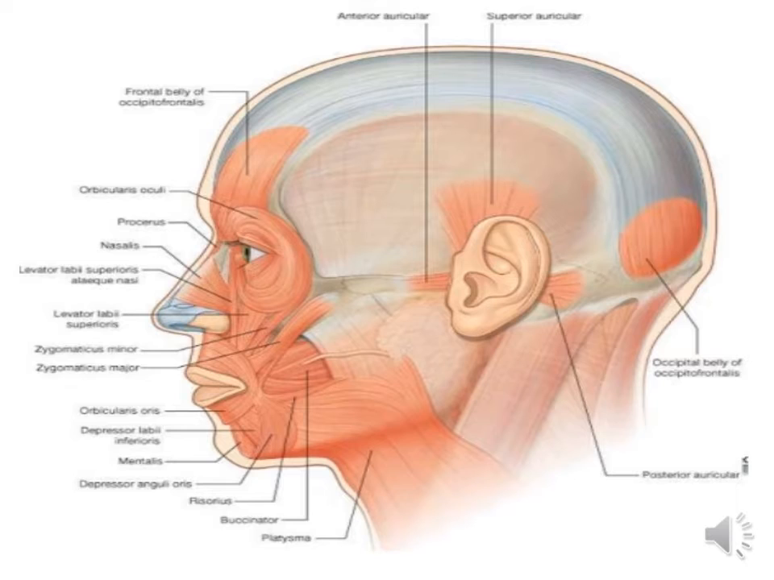This figure shows the external muscles, three muscles: the anterior auricular, superior auricular, and posterior auricular, that originate from the side of the temporal bone and insert into the skin of the auricle.